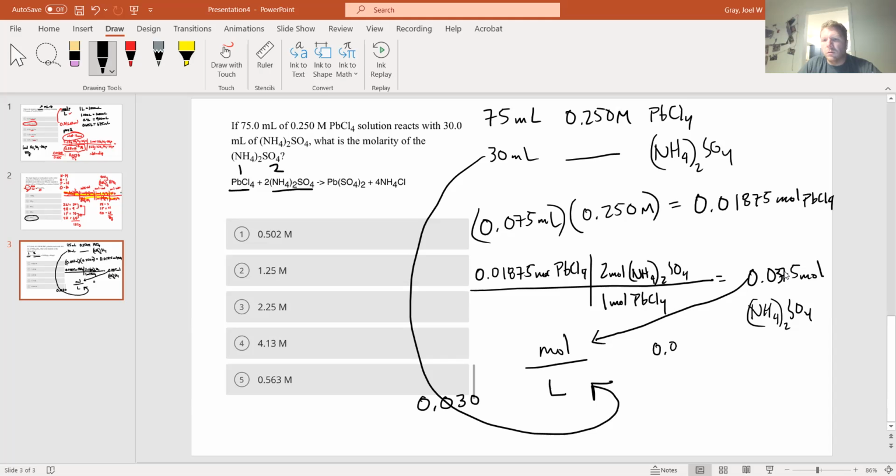So 0.0375 divided by 0.030 is going to be equal to 1.25 molar, which is answer number 2. All right, hope this is helpful.